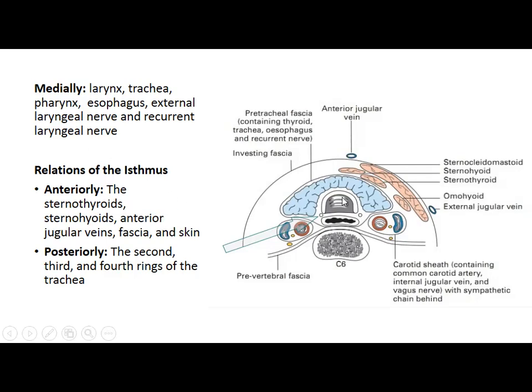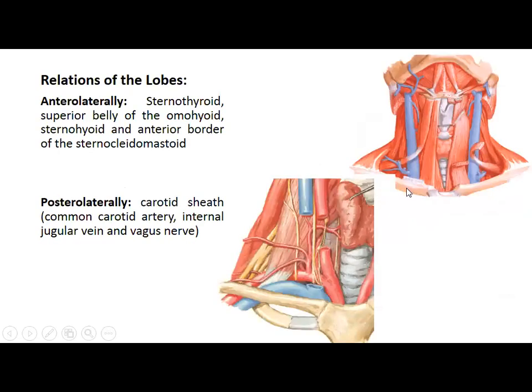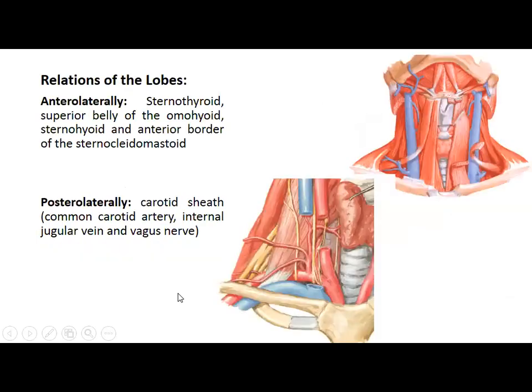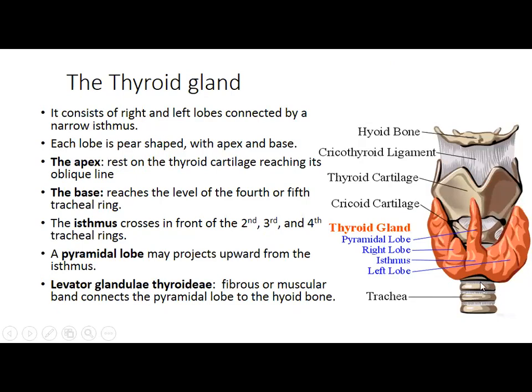Now the relations of the isthmus, which is connecting the two lobes. Anteriorly, we have the sternocleidomastoid, sternohyoid, anterior jugular vein, fascia, as well as the skin. These are the muscles, then the skin and fascia, everything will be here. Posteriorly, we have the second, third, and fourth rings of the trachea, which we saw. It is sitting on the tracheal rings. This is the isthmus here, with its anterior and posterior relations.